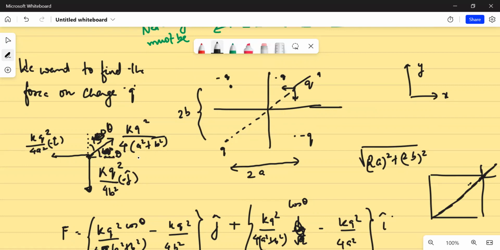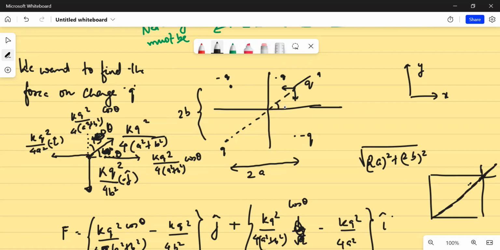So total in this direction would be kq square upon 4 times a square plus b square cos theta, and here also it would be kq square upon 4 times a square plus b square cos theta. Is that clear? है ना? cos theta क्या होगा चेक करें हम लोग.